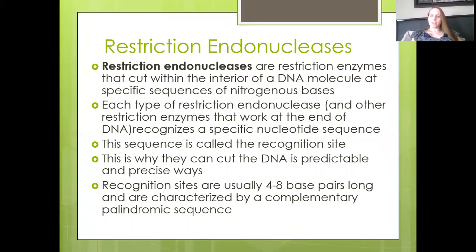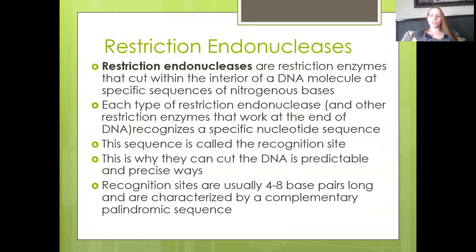Restriction endonucleases are just a type of restriction enzyme that cuts in the middle of a DNA molecule instead of just cutting the end off of one. Each type of restriction endonuclease or restriction enzyme recognizes a specific nucleotide sequence. That sequence is called the recognition site. So each restriction endonuclease can be used to cut different areas of the DNA depending on which nucleotide sequence they recognize. And we can predict where different restriction endonucleases will cut the DNA based on what their recognition sites are.